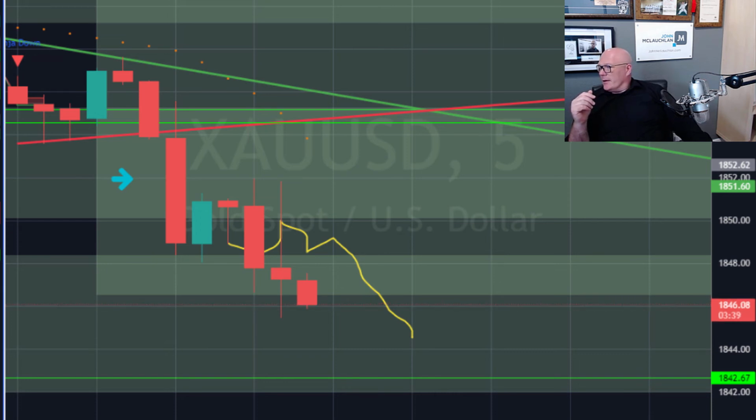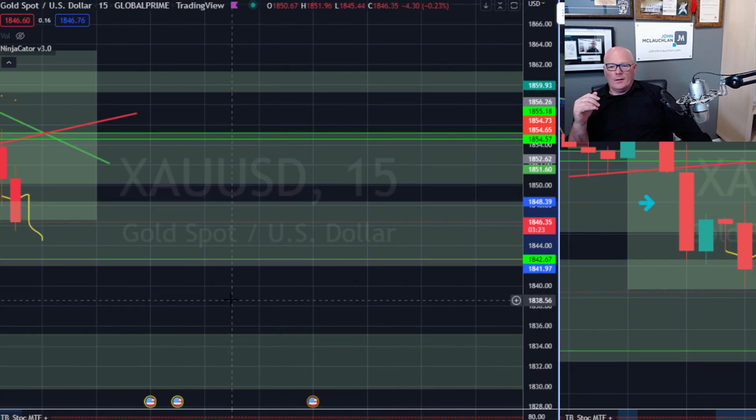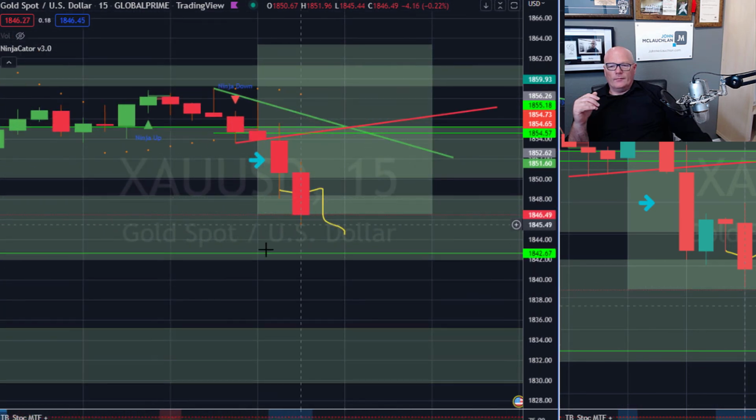Let me just check. Yeah, so 21 pips for today. Simply because the move was so quick and still going to the downside. Here we've got the 15 minute, and it's still going south.